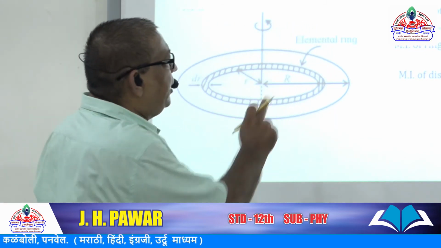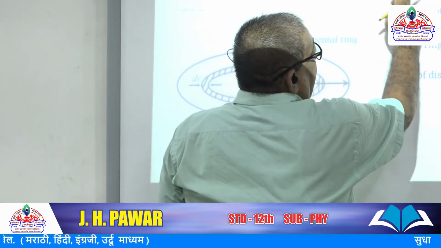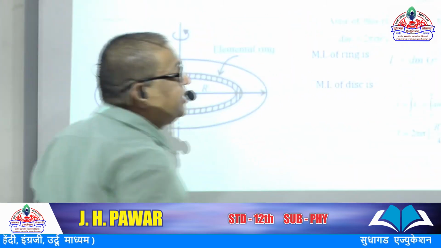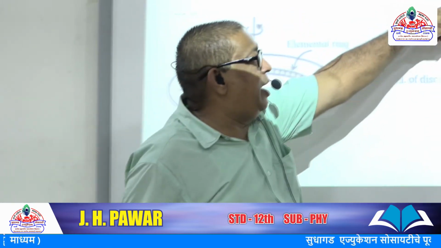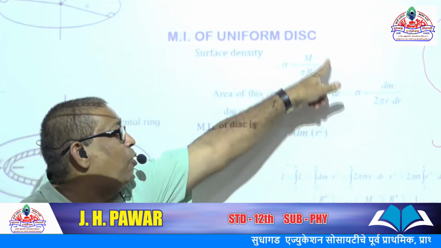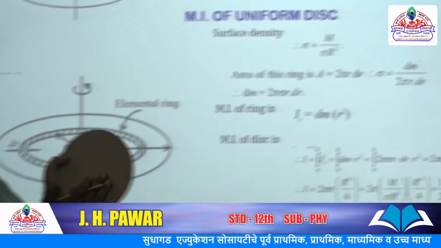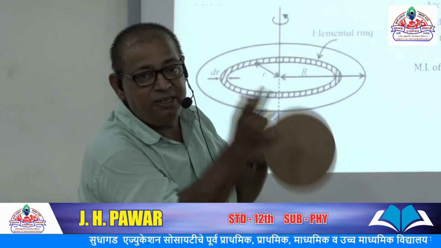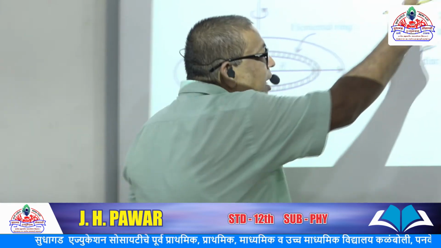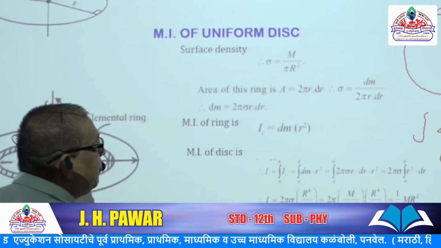Then look at the thing. Surface density of the disk can be taken as sigma equals mass upon surface area of the disk. And you know that the surface area of the disk is pi R squared, R is the radius and M is the mass. So you can take here M upon pi R squared.